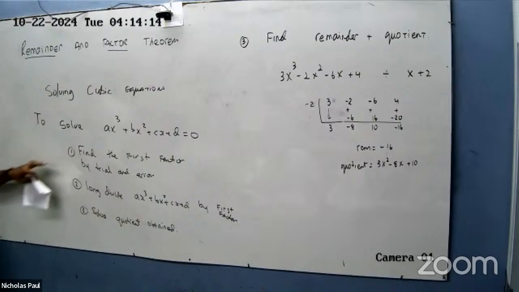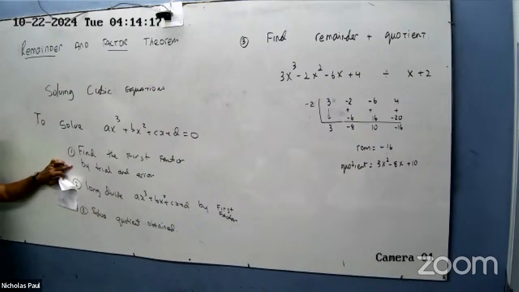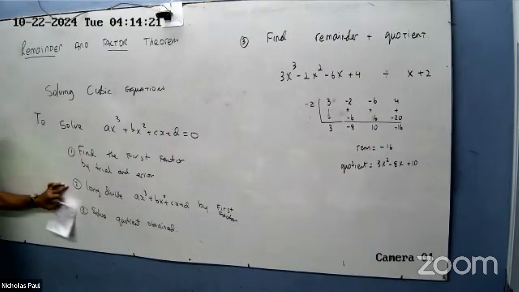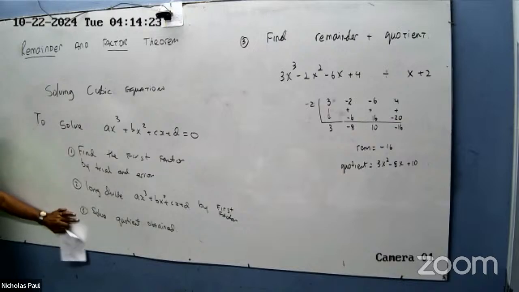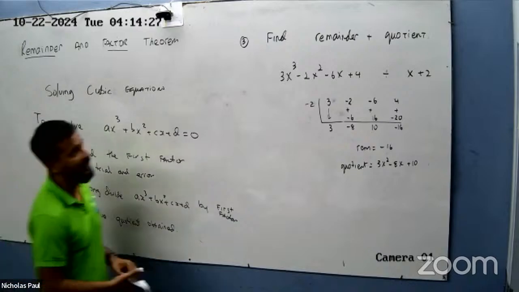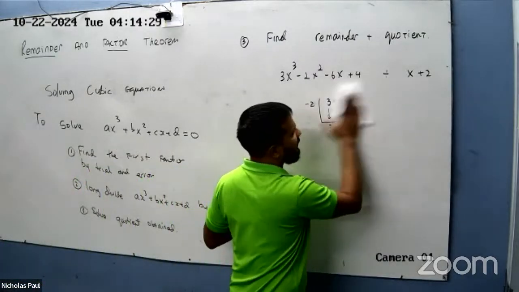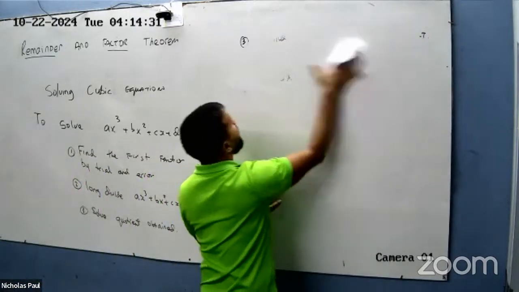Find the first factor, I'll show you how to get it. I'll show you two methods, an easy method and a slightly longer method. Long divide, then solve the quotient. That's the way you solve any cubic.